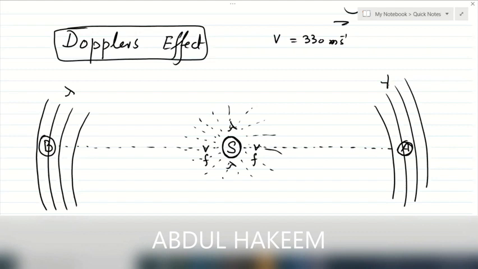Now, this source starts traveling toward one of the observers. Suppose it travels in this direction with speed Vs. V is the speed of the sound in the air, meaning still air, and Vs is the speed of the source towards A. So this Vs is the speed of the source.